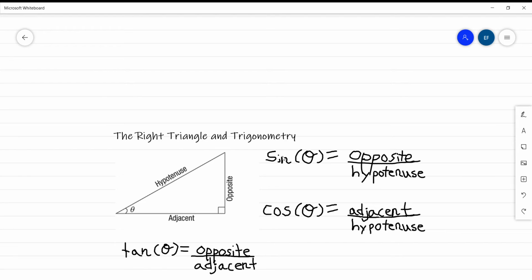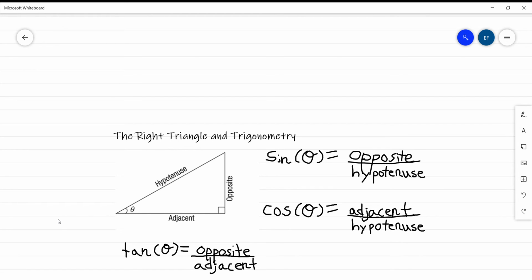So cousin to the sine function is the cosine function. Cosine of theta is equal to the adjacent side length divided by the hypotenuse side length. And then last but not least, we have the tangent or tan function, which is the opposite side length divided by the adjacent side length.